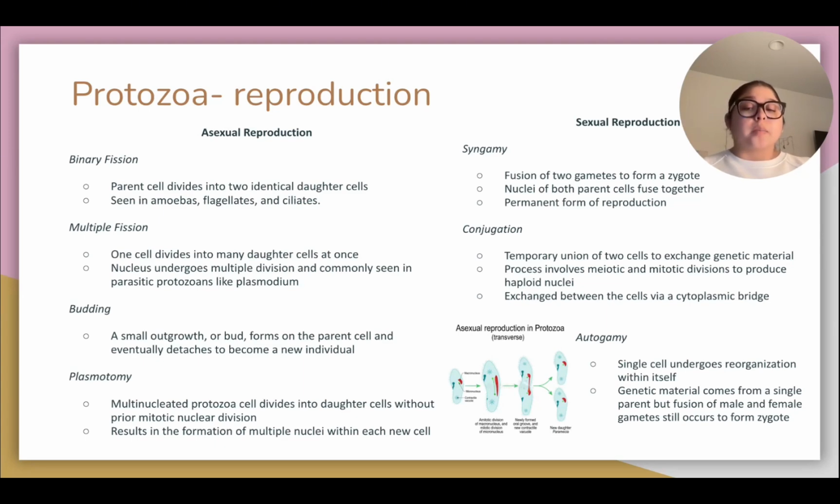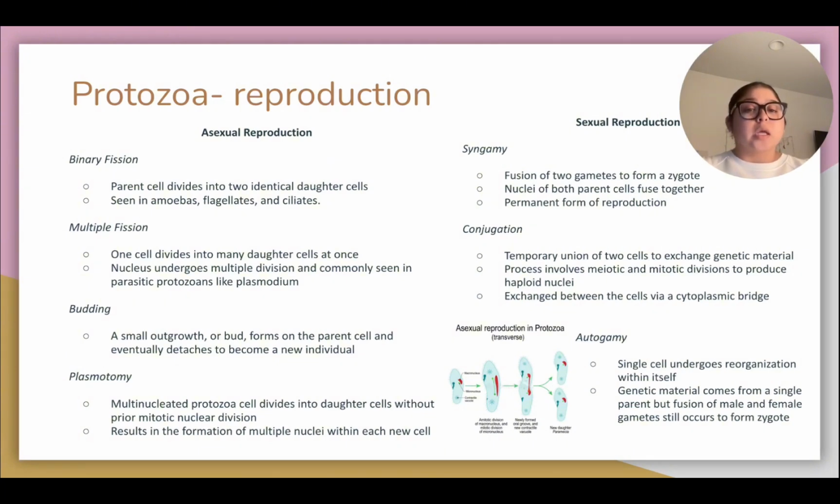And then I also read about budding, which is essentially where a small outgrowth or bud forms on the parent cell, and eventually it will completely detach to the point where it will be able to become its own new individual. And then lastly, I read about plasmotomy, where multinucleated protozoa cells divide into daughter cells without prior meiotic nuclear division. The result of this is the formation of multiple nuclei within each new cell.